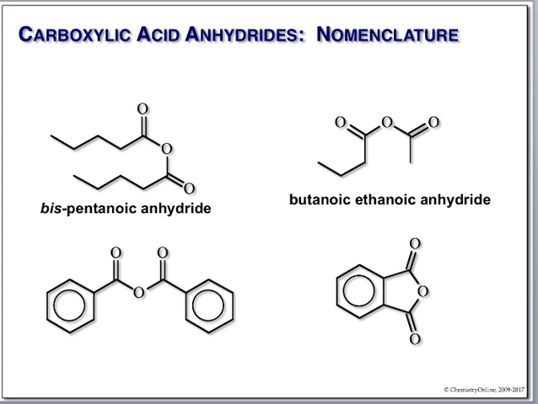Now the next one down here is a dimer of benzene carboxylic acid, isn't it? And we could call it benzene something or other anhydride. But we're not, because we all recognize that this is a derivative of benzoic acid, and IUPAC likes benzoic acid. Very old name. Therefore, we could just call this bis-benzoic anhydride.